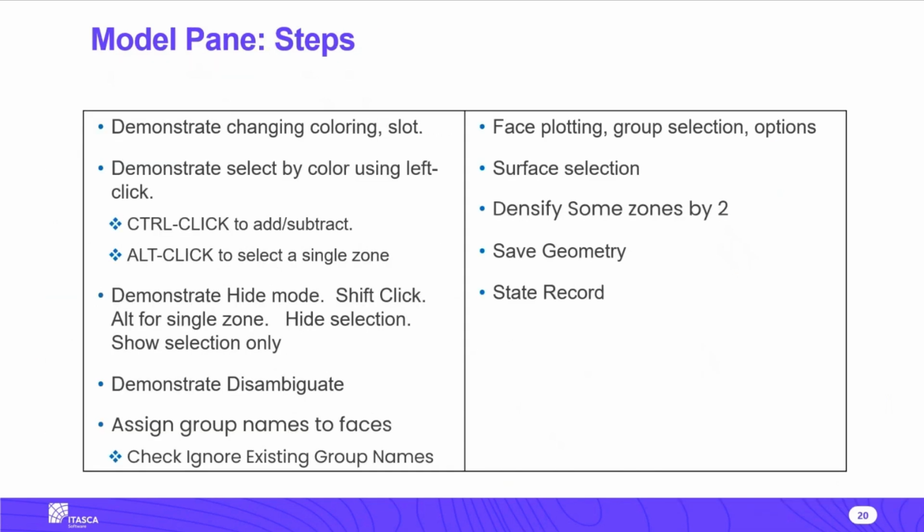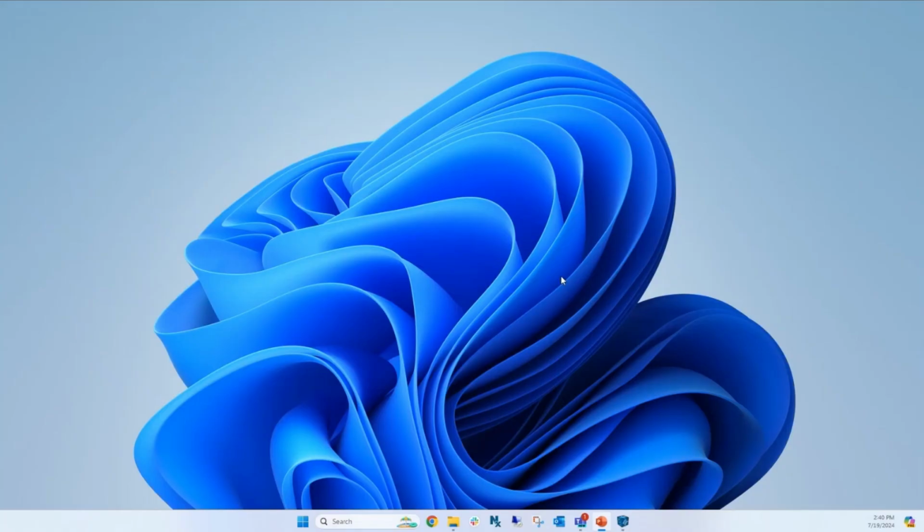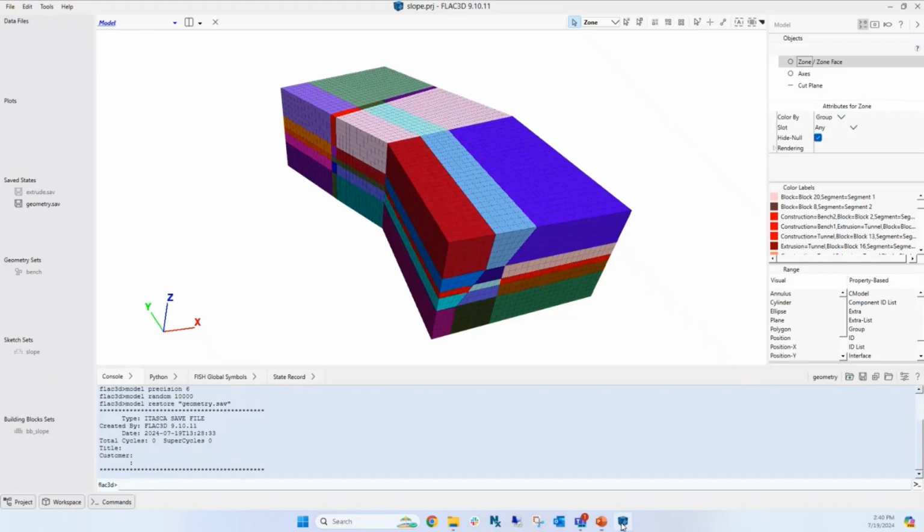Okay, let's go back to FLAC3D and start looking at this model pane. And again, the model pane is mostly about finding ranges and assigning group names to things. There are other things you can do in the model pane, and we are gradually adding more and more functionality. But for now, it's mostly about groups. So let's have a look at it. So here we are. Assuming you're following along from before, you should be looking at this model pane right now, and it should look like this.